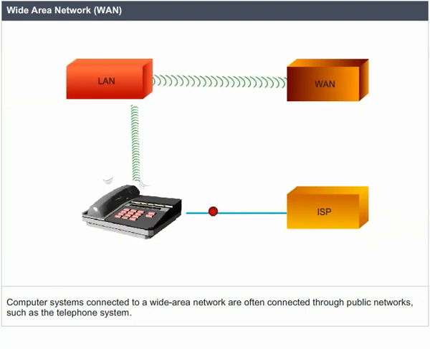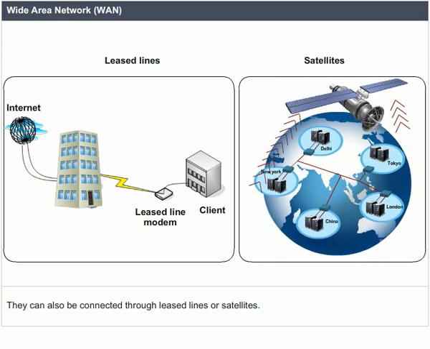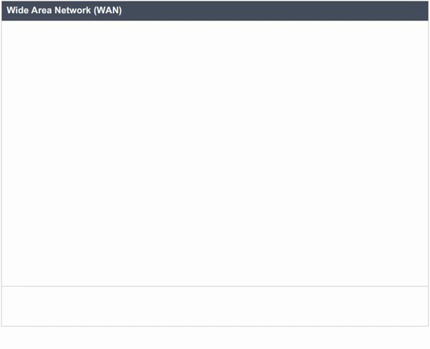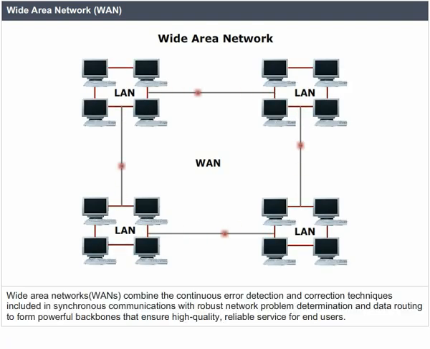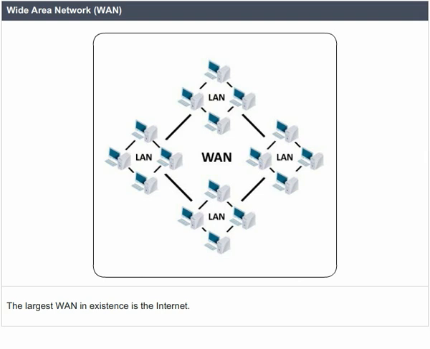Computer systems connected to a wide area network are often connected through public networks such as the telephone system. They can also be connected through leased lines or satellites. Wide area networks, WANs, combine the continuous error reduction and correction techniques included in synchronous communications with robust network problem determination and data routing to form powerful backbones that ensure high quality, reliable service for end users. The largest WAN in existence is the Internet.